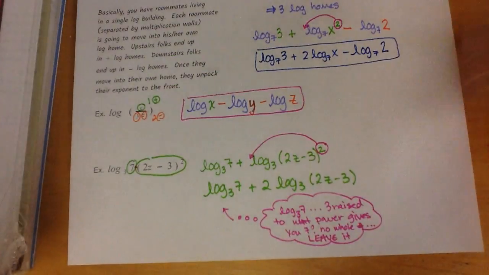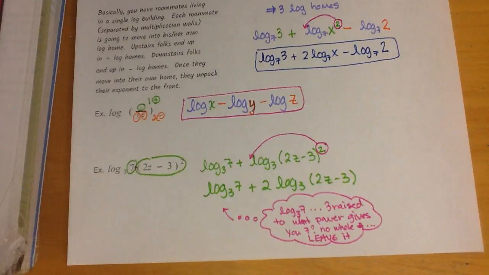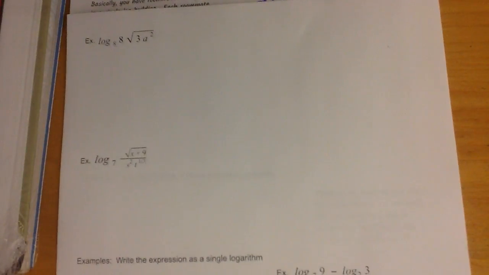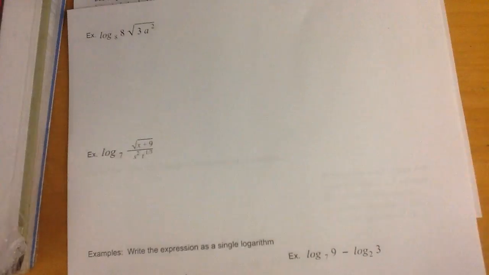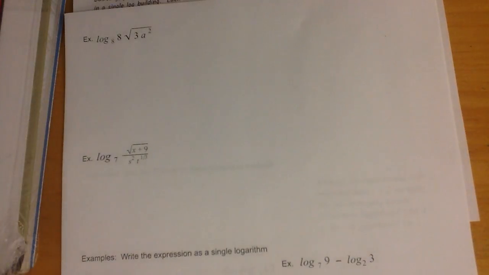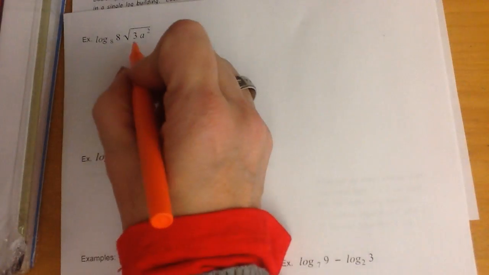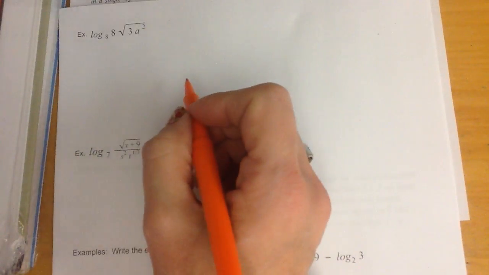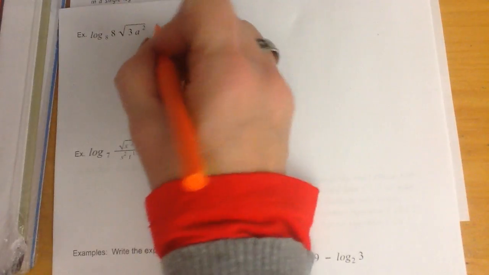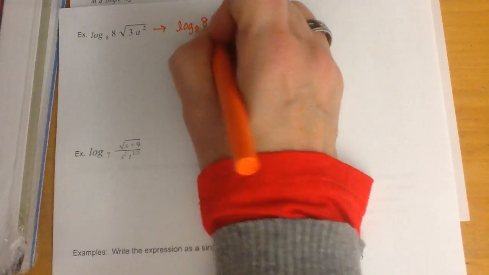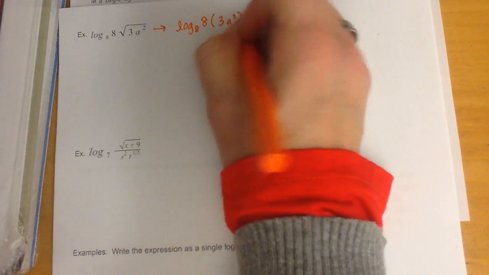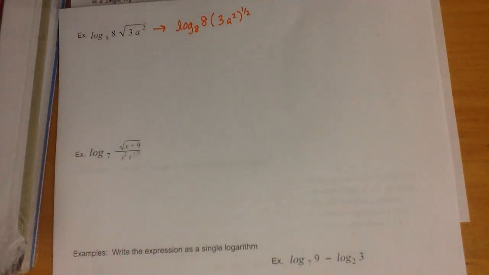Okay, let's do some that are a little bit more interesting. Log base 8 of 8 times the square root of 3a squared. The first thing that I would want to do in this problem is rewrite my 3a squared inside that radical with a fractional exponent. So I'm going to rewrite this as log base 8 of 8 times (3a squared) to the 1/2.